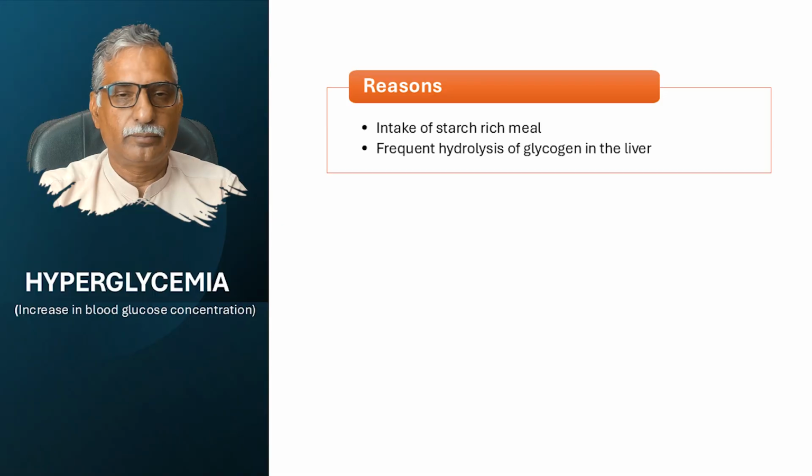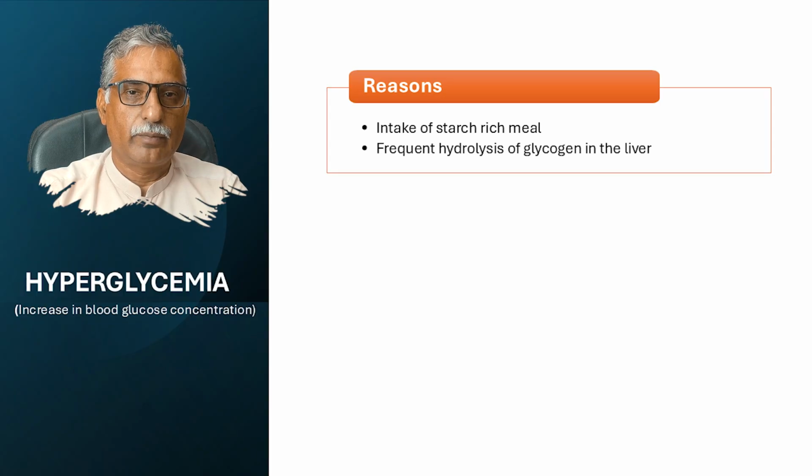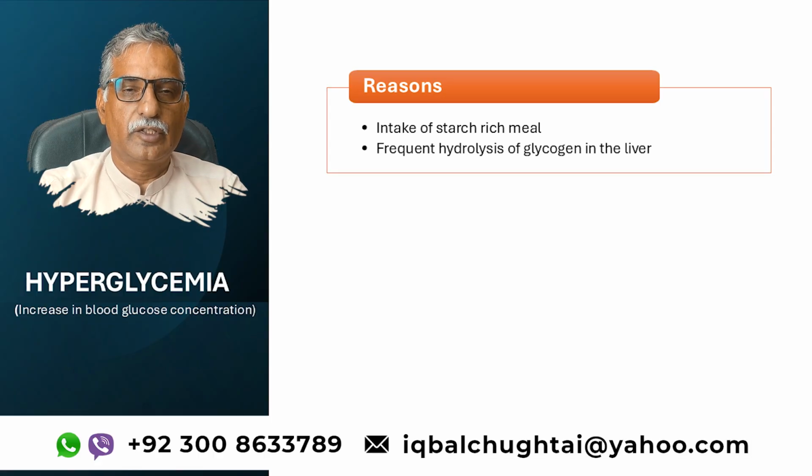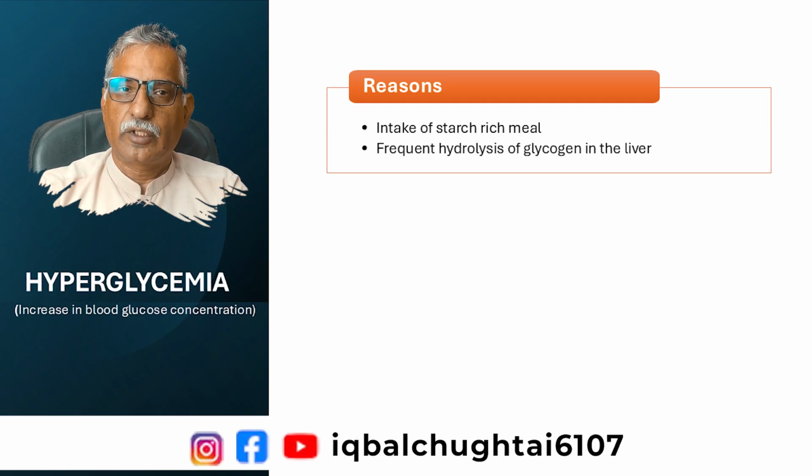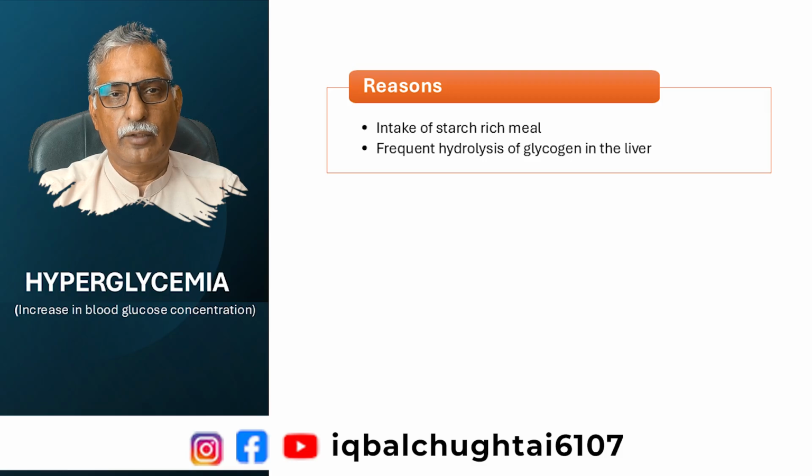Now we are going to discuss the situations where the blood glucose concentration may rise or may decrease. One thing we are going to discuss is hyperglycemia. That means blood glucose concentration starts to rise or becomes increased. Why can it happen? Intake of a sugar-rich or starch-rich meal may result in an increase in the blood glucose concentration.